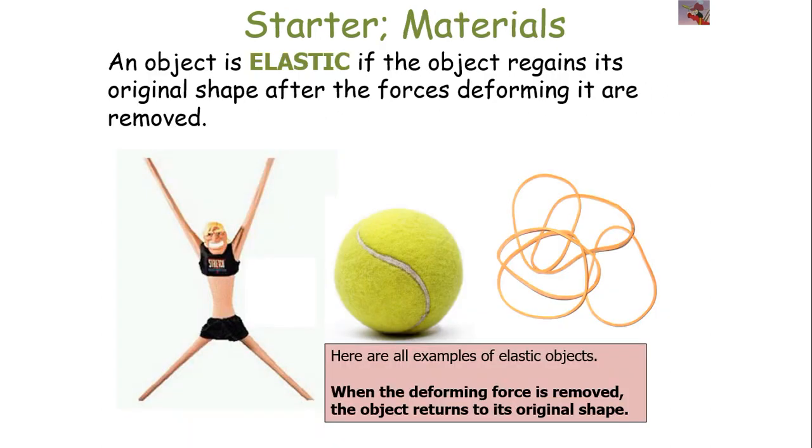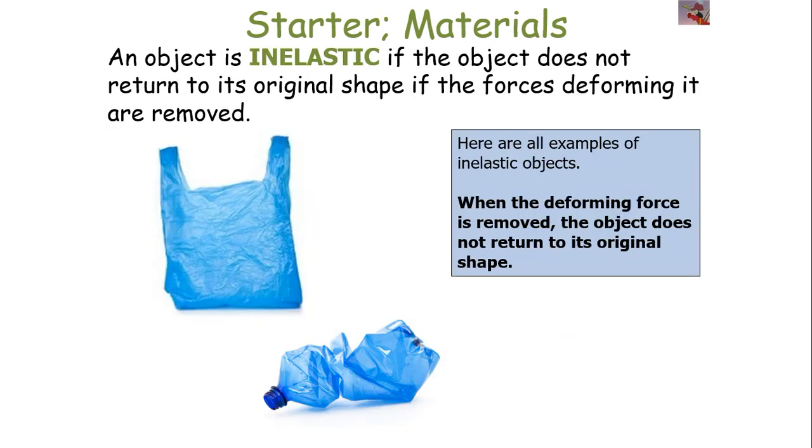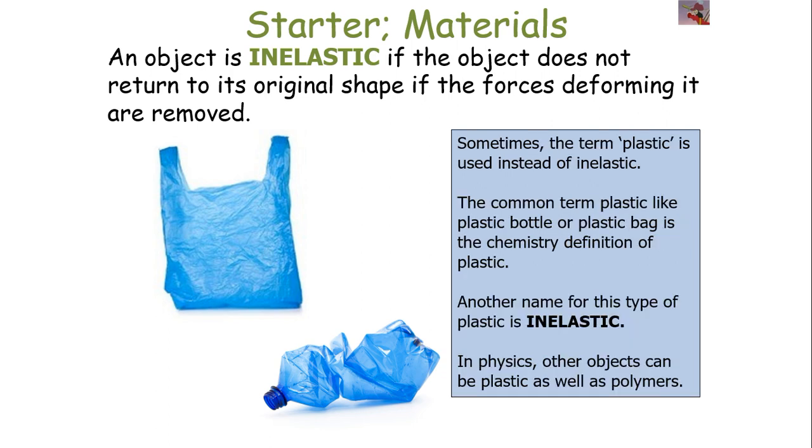So an object is elastic if the object regains its original shape after the deforming forces are removed. So the deformation is not permanent. Once you remove your resultant force, the object returns to its original shape, whilst an object is inelastic if it doesn't return to its original shape after the deforming forces are removed. So the deformation is permanent. It will stay extended. It will stay compressed. It will stay bent.